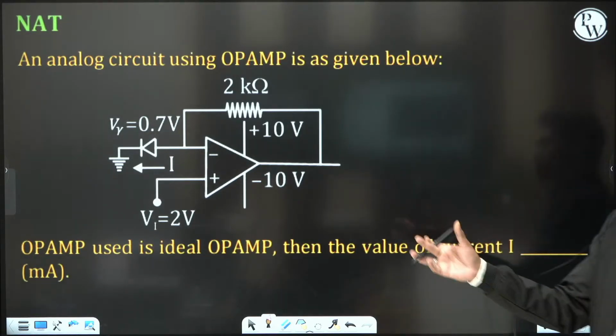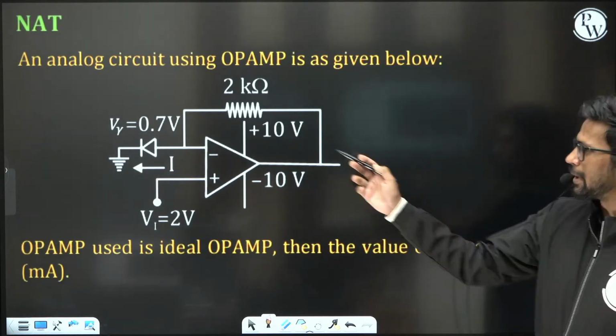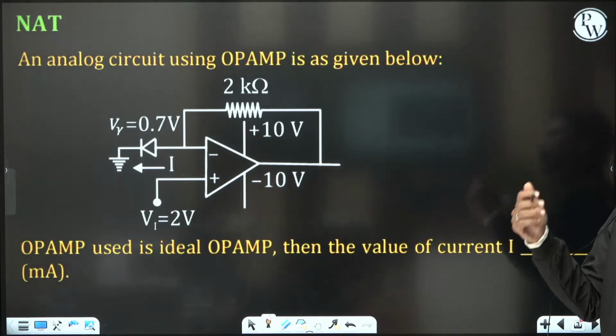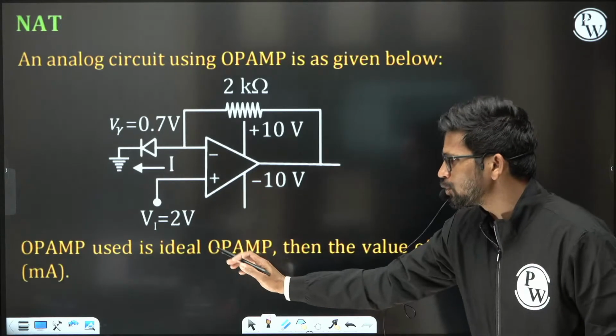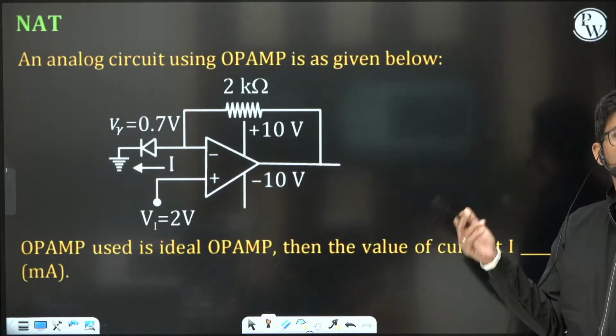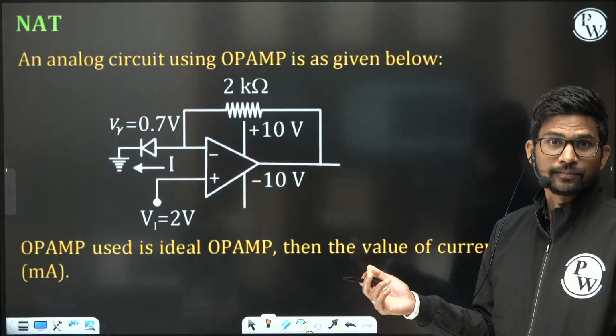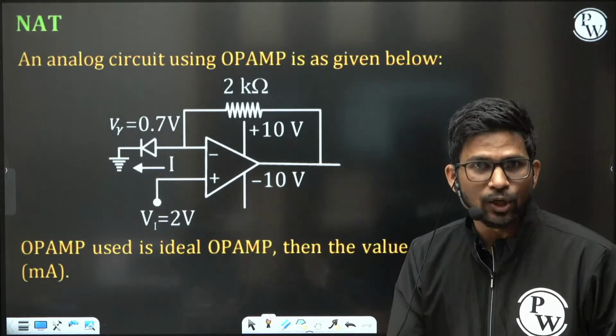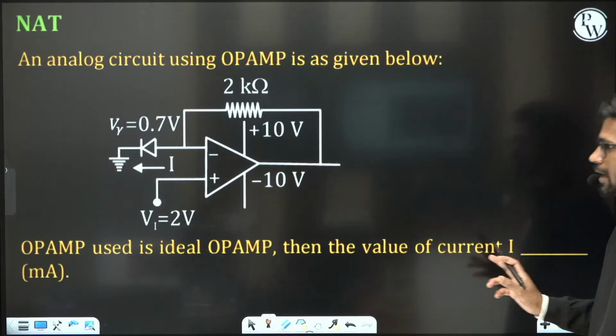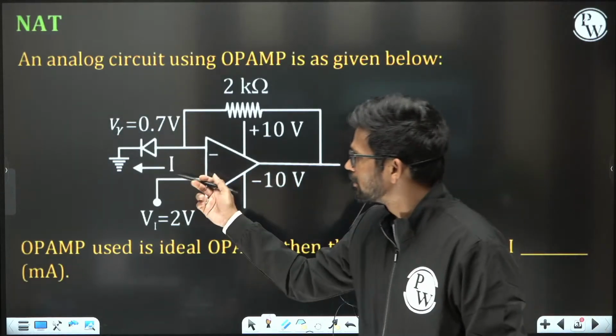There is an op-amp, there is a diode, there is supply voltage plus minus 10. An analog circuit using op-amp is as given below. The op-amp is ideal. It is already mentioned that op-amp is ideal. If nothing is mentioned, then also we take op-amp as ideal op-amp. Then the value of the current I, in this direction, will be?